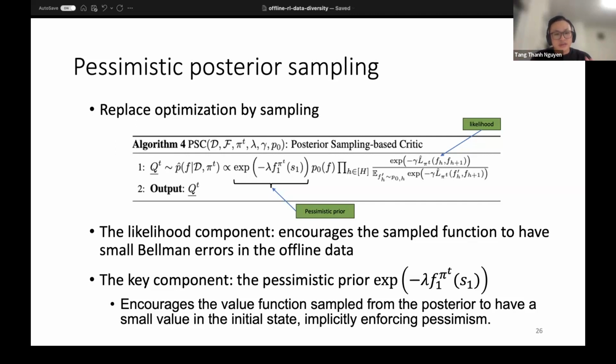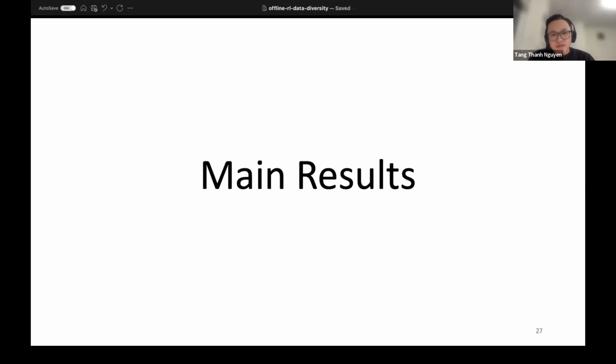Okay. It might have been a lot of detail here, but before I move into the main results, if there are any questions about the algorithm, I'm happy to clarify before we move on to the next section. All right, so there's no question now.